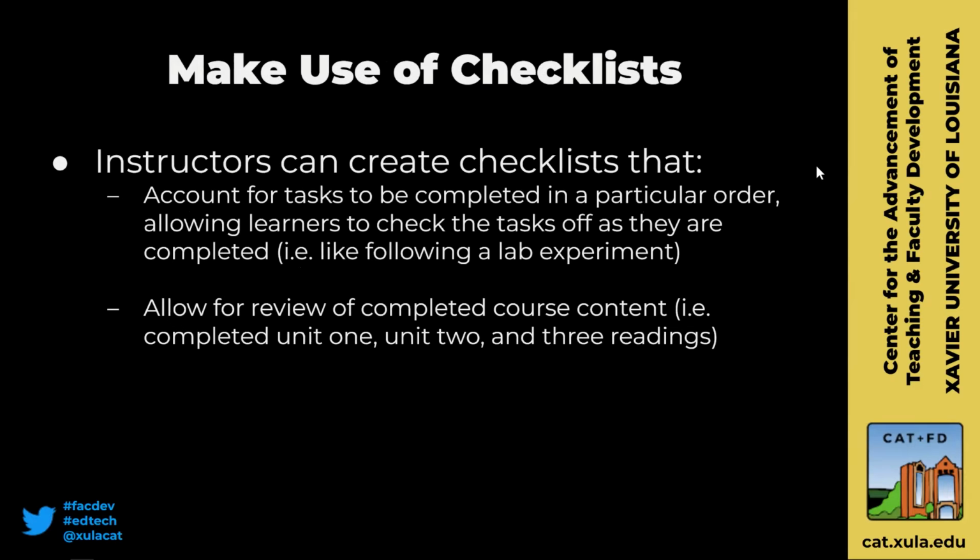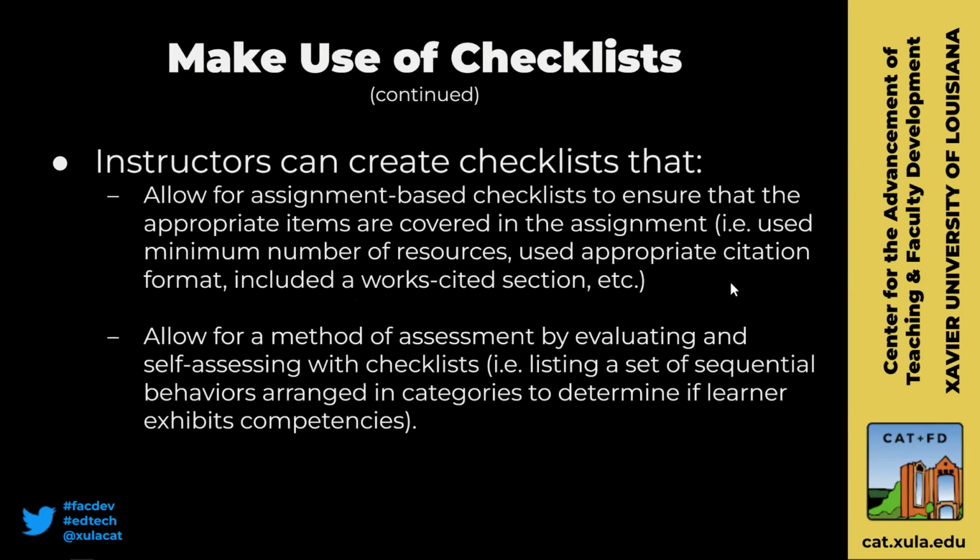You can create checklists that account for tasks that have to be completed in a particular order. So this would allow learners to just check off tasks as they are completed. You can create a checklist that will allow for review of completed course content. You can also create checklists for assignments. That would be an assignment-based checklist to ensure that the appropriate items are covered in that assignment. You can also use checklists as a method of assessment by evaluating and self-assessing.